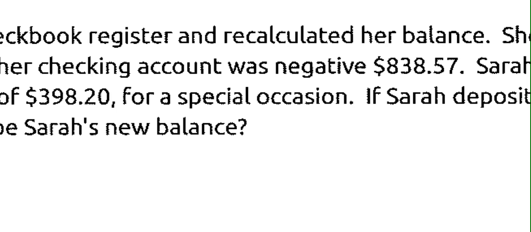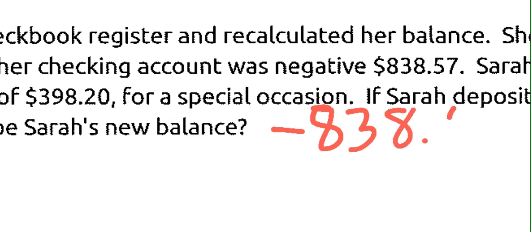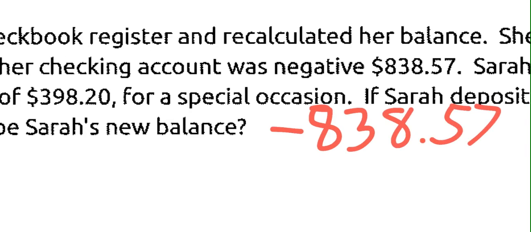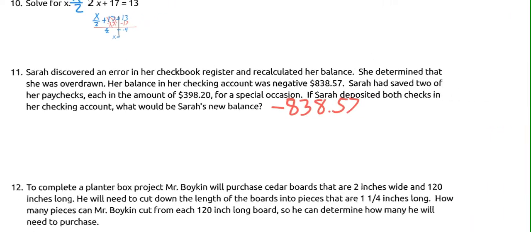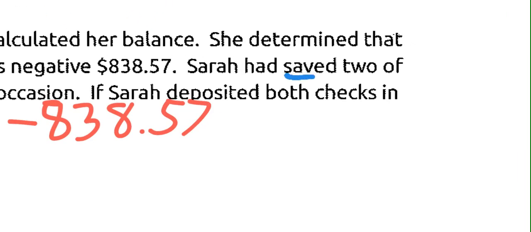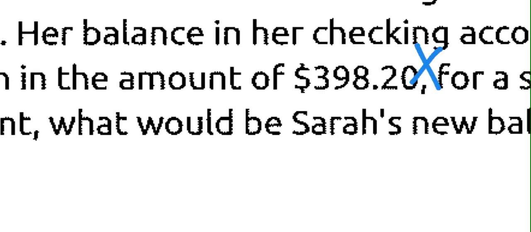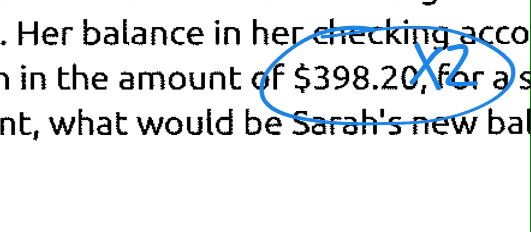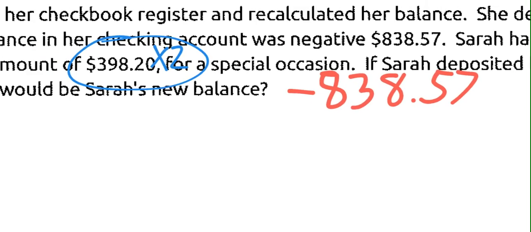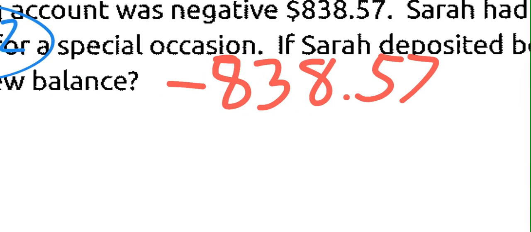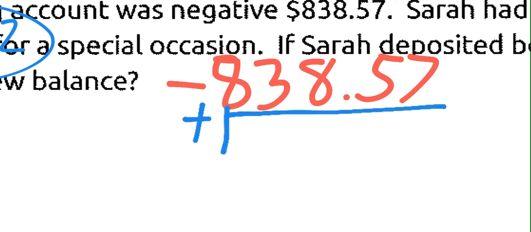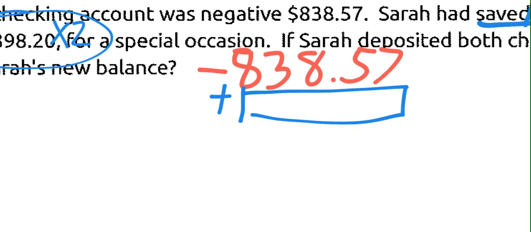So we're first dealing with a negative $838.57. What is extremely important on this is she saved 2 of those paychecks. She's got this thing times 2. So you need to find out how much money she's actually got to deposit now. Once you've got that in there, you've got to add it to that negative $838. You're going to add that part, and you're going to find the remaining balance.